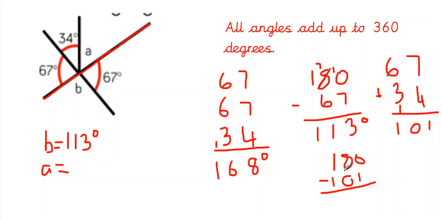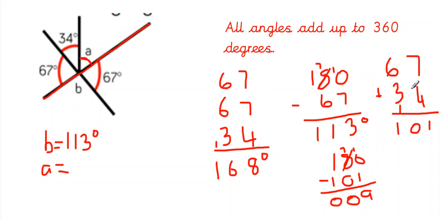So 0 take away 1 I can't do, so I'm going to exchange. 10 take away 1 is 9. 7 take away 0 is 0. And 1 take away 1 is also 0. Now I'm going to look at my angle. I can see that my angle is nearer to 90 degrees than it is to 0 degrees, so I don't believe that A can be 9 degrees. I'm going to double check my calculation.